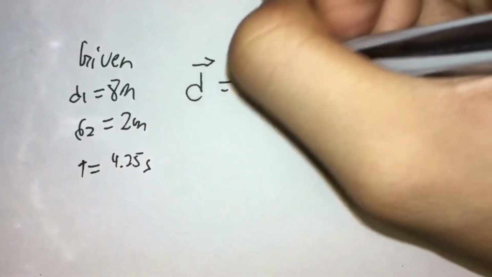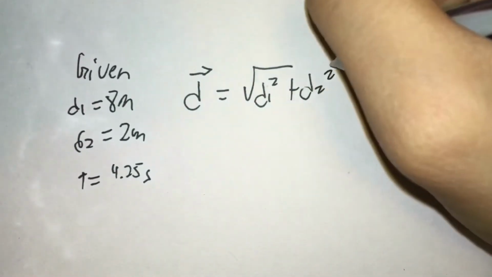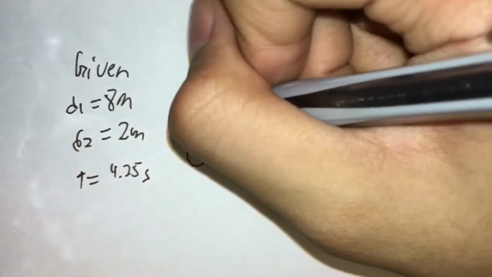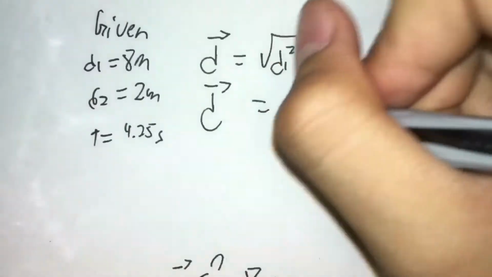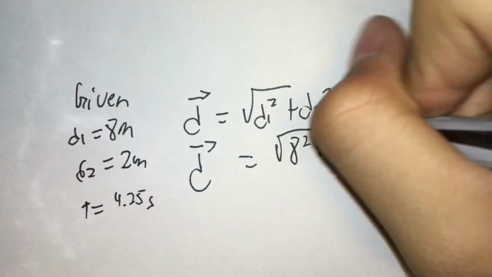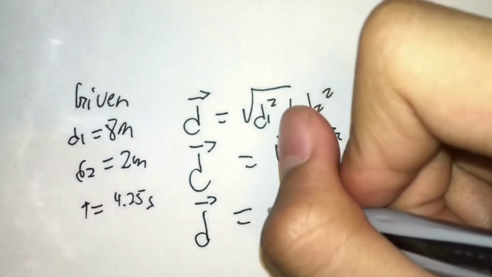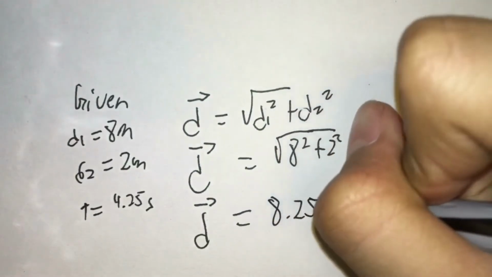We have the givens here: d sub 1 equals 8 meters, d sub 2 equals 2 meters, and time equals 4.25 seconds. In order to find displacement, we need its equation, which is the square root of d sub 1 squared plus d sub 2 squared. Now we can substitute values: the square root of 8 squared plus 2 squared, making our displacement 8.25 meters.